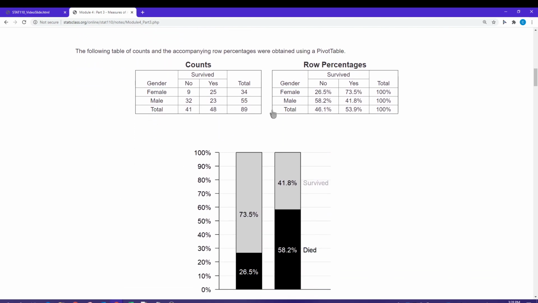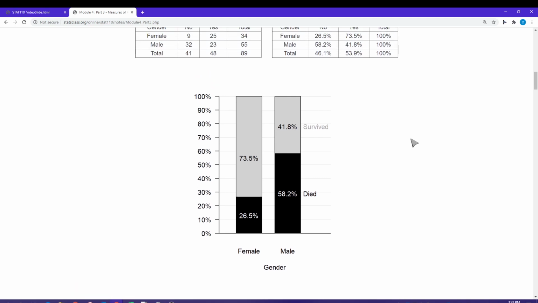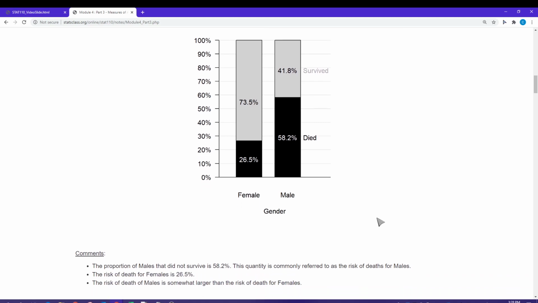So here's a table of counts and row percentages for the Donner Party dataset, and also the mosaic plot, or 100% stacked column graph, that was created for that data. We're going to be concentrating on the risk of death between females and males. You can see that males were much more likely to have died than females in the Donner Party: 58% compared to 26%.